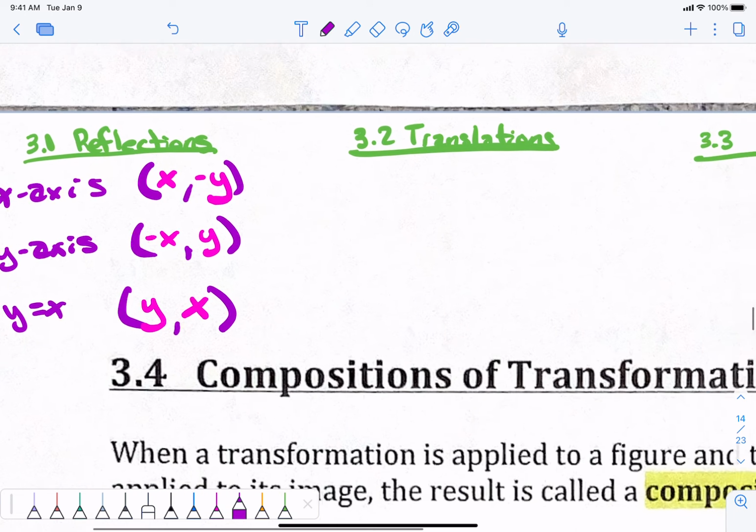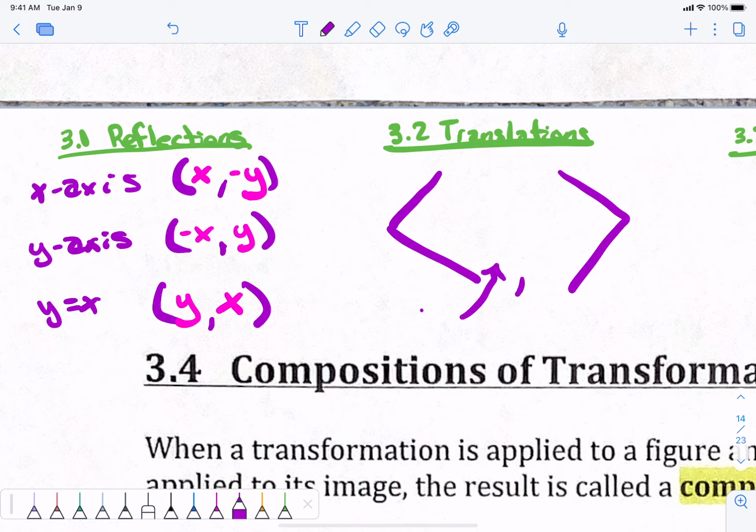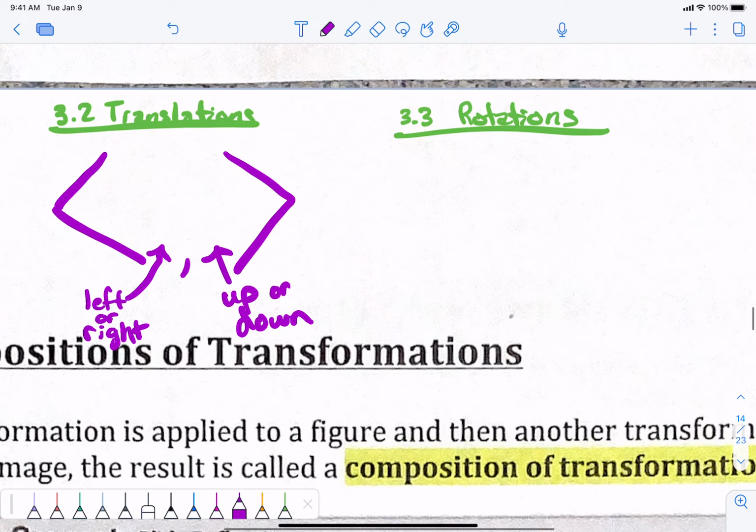Translations is the easiest section out of the 3 sections because when you're doing translations, you have this thing right here. These are triangular brackets. And this guy tells you left or right, depending on whether it's a positive or negative, and this guy tells you up or down. And that's all you have to remember. Translations is just sliding things. So depending on which number is whichever one, it tells you left, right, up, down. That's translations.